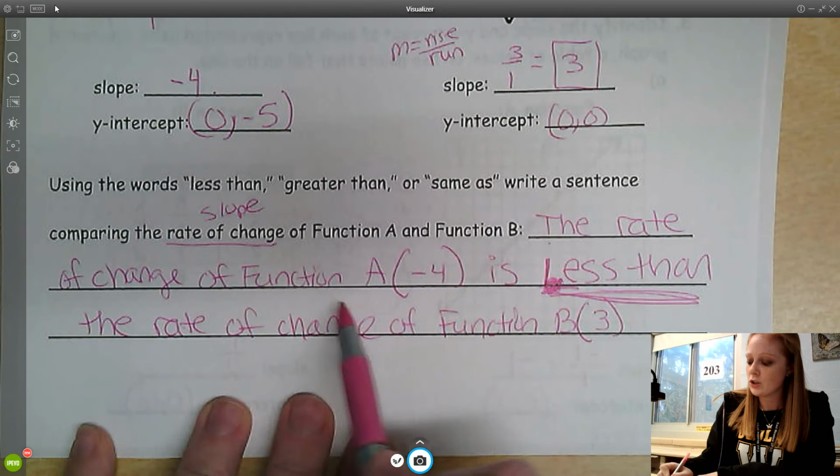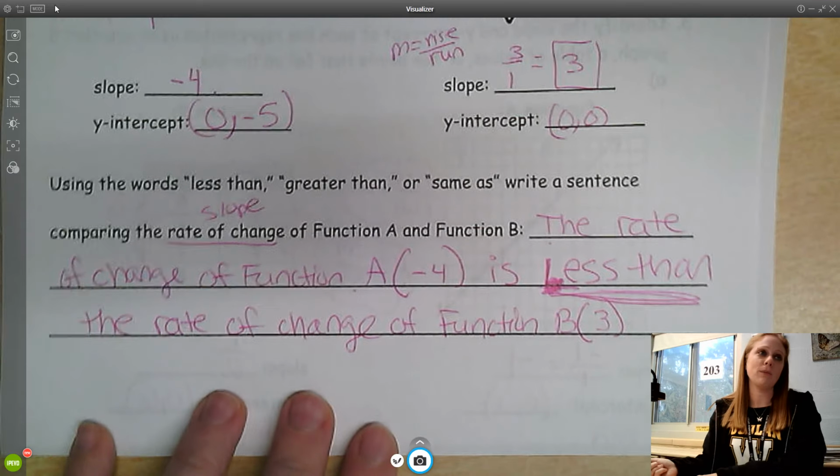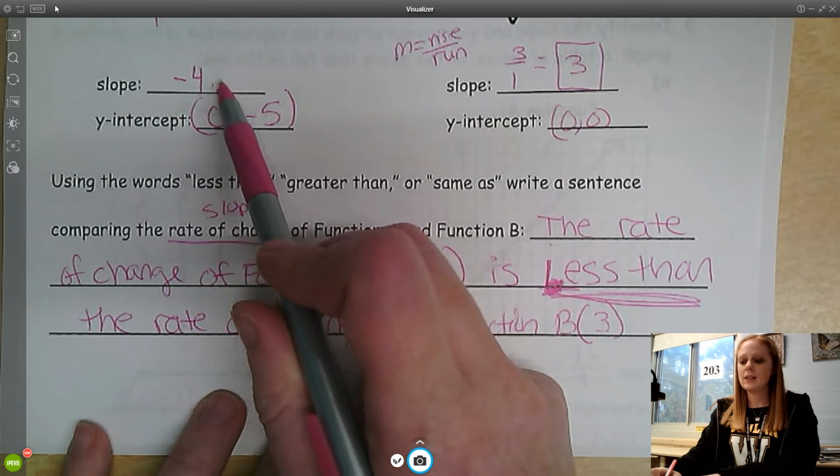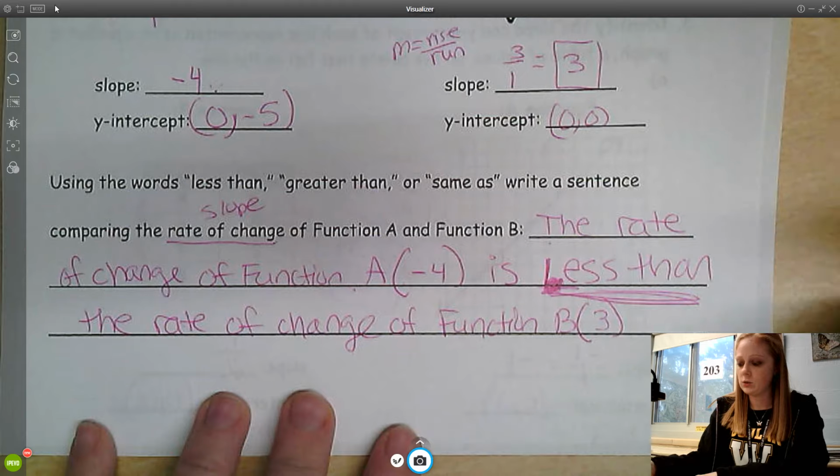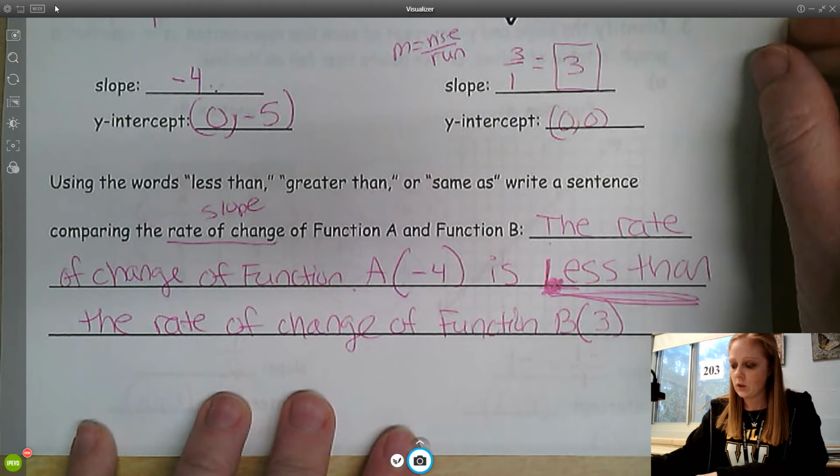But anyway, the rate of change of function A is less than the rate of change of function B. You're comparing the slopes. This one has a smaller slope than this one. Okay.